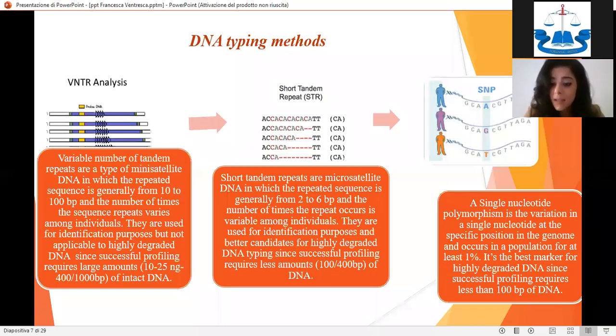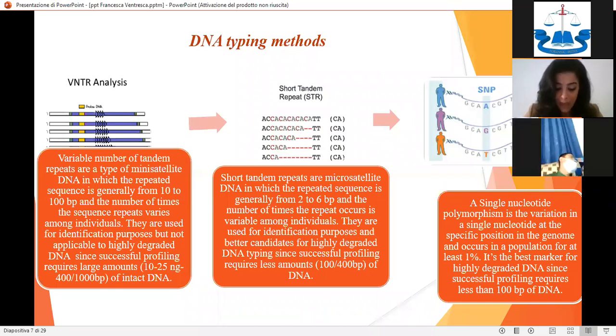But for our study, we have used a non-traditional marker called single nucleotide polymorphism. This is the variation in a single nucleotide at a specific position in the genome and occurs in a population at least 1% of the time. It's the best marker for highly degraded DNA, since successful profiling requires less than 100 base pairs of DNA. It means that SNPs may yield more information from challenging samples due to their smaller amplicon size.